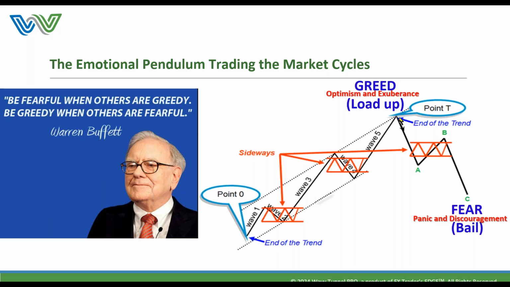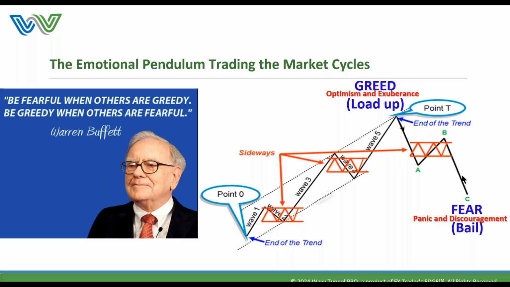But then we get to a point where we find point T, and the market has a significant correction. And when we have this correction, down here, market participants are very fearful, they're panicked, they're discouraged, they bail. Up here, market participants are greedy, they're optimistic and exuberant, and they tend to load up because they have FOMO, fear of missing out.